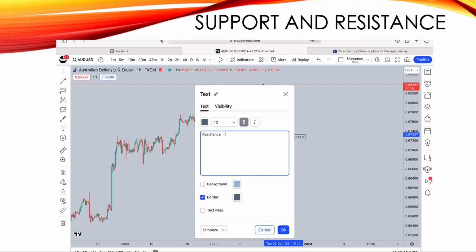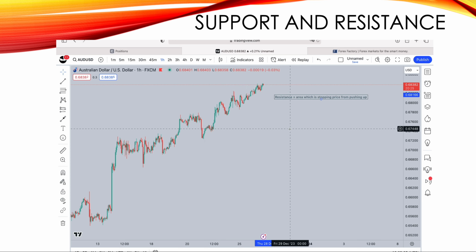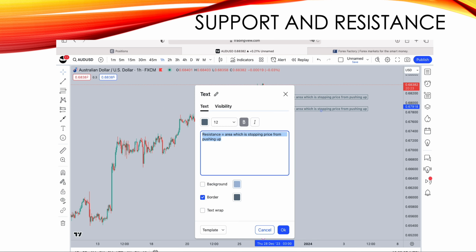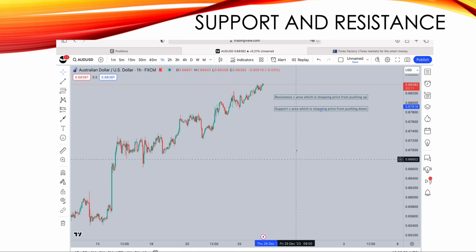Resistance equals area which is stopping price from pushing up. Support, area which is stopping price from pushing down. Okay?